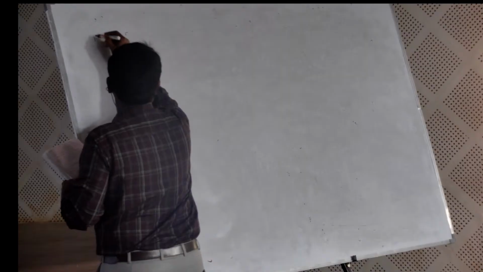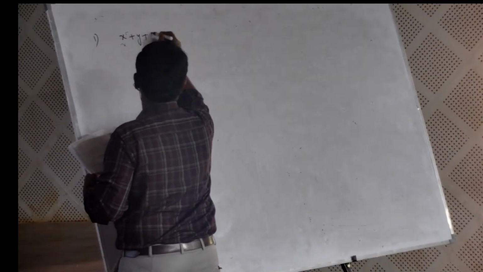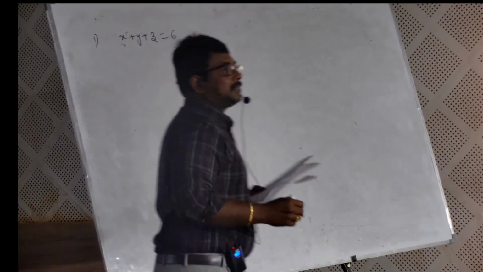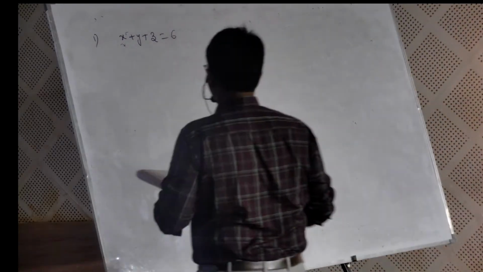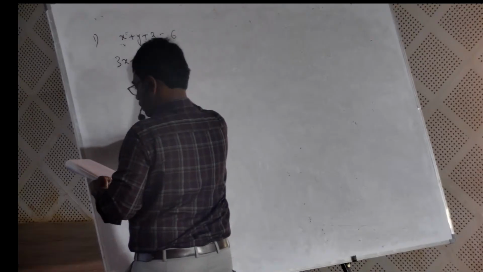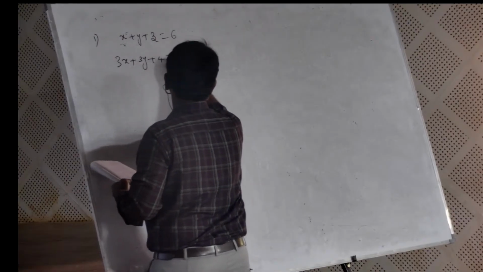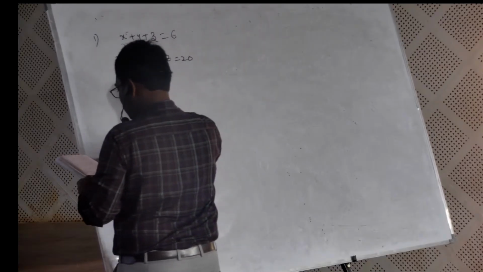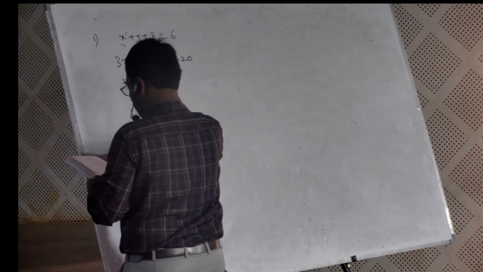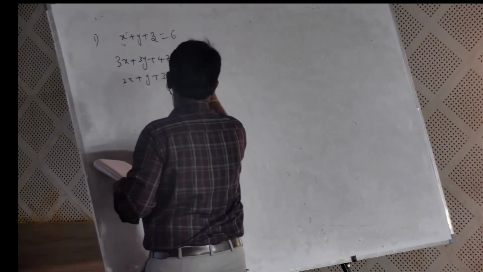X plus... Students, yesterday I referred to some previous question papers forwarded by your ma'am. I observed there was one compulsory question from this Gauss elimination method. Which method? Gauss elimination. Regularly one question is coming. I will explain. x plus y plus z equal to 6. 3x plus 3y plus 4z equal to 20. 2x plus y plus 3z equal to 13.